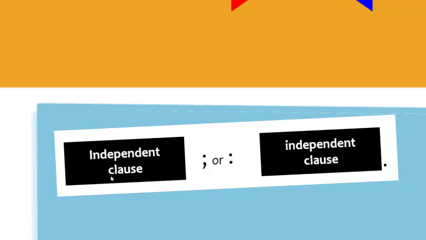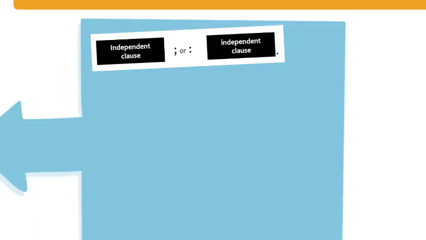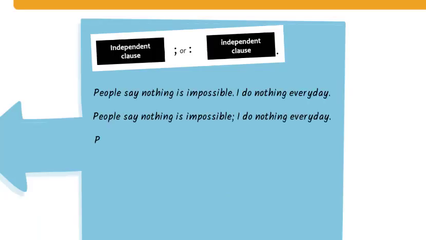So first, we have a complete sentence on one side and a complete sentence on the other side. What we're going to do in this formula is either use the semicolon or the colon in order to join those 2 sentences in a grammatically correct format. Let's go ahead and take a look at examples. For these sentences, you'll notice that in the first one, we have people say nothing is impossible, period. I do nothing every day.